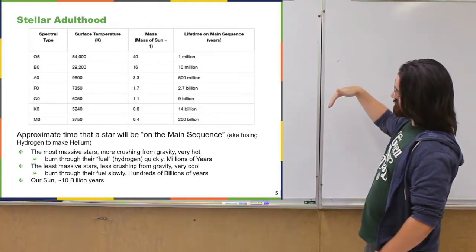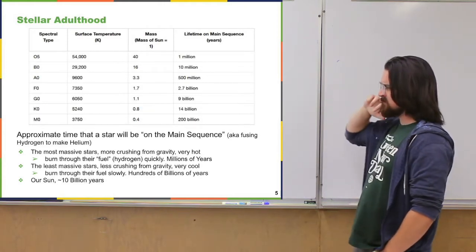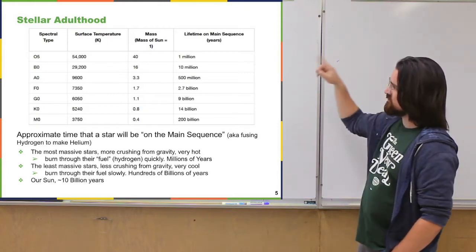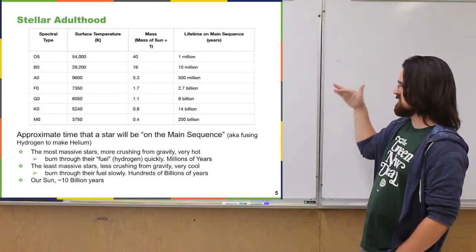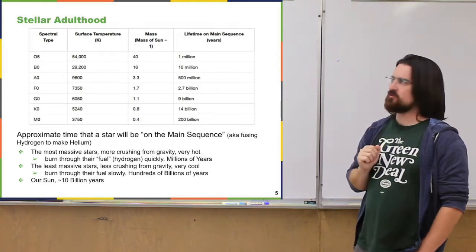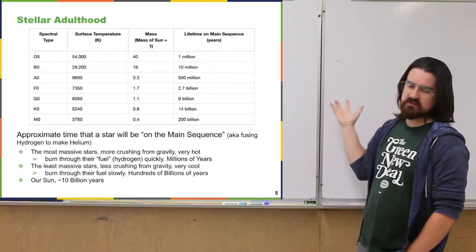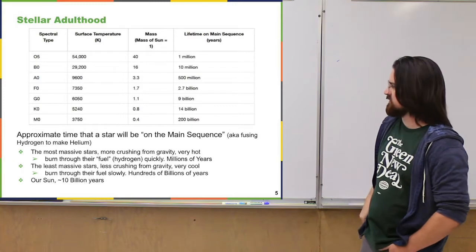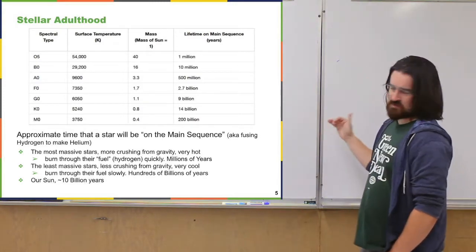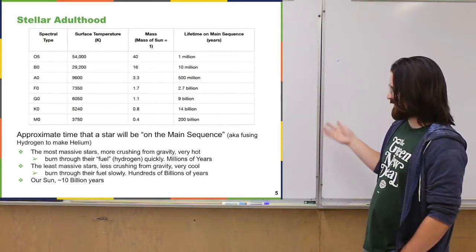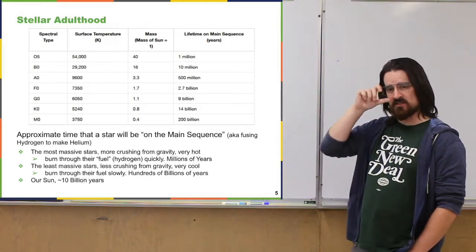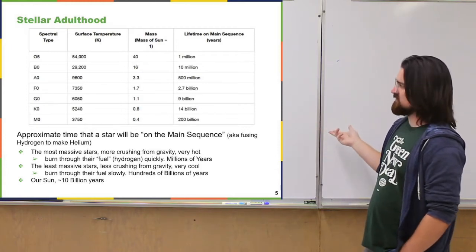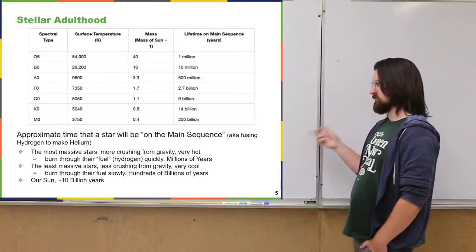Our sun, remember, is G class, G2. So this one that's G0 is slightly larger than our sun, 1.1 times the mass of our sun. It'll spend about 9 billion years on the main sequence. Our sun, with a mass of 1, spends about 10 billion years overall. You get to the really small end of stars, like 0.4 times the mass of the sun, or less than half the mass of our sun. This star is going to be on the main sequence for a long time, 200 billion years.